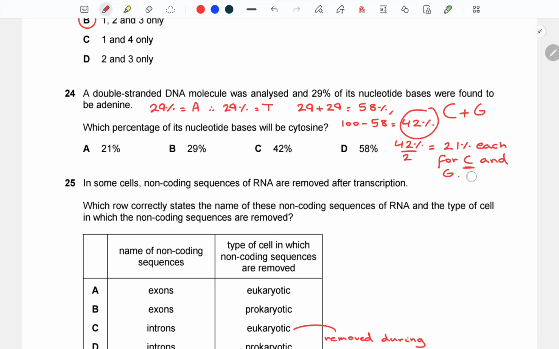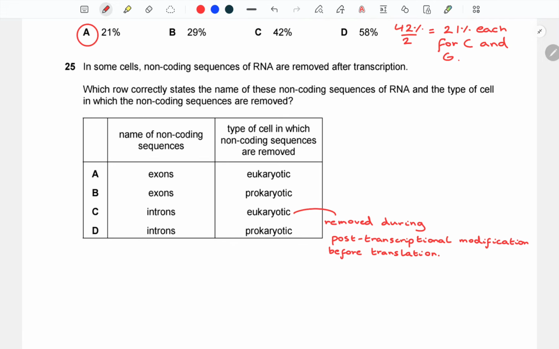So just a little recap. 29% adenine means 29% thymine, because adenine and thymine are complementary. Sum of 29 and 29, 58%. 100 minus 58% will give us 42%. That means 42% of that 100% is cytosine and guanine, because they're complementary to each other. Half of that will get 21%. So 21% for cytosine and 21% for guanine each. And that'll be A.